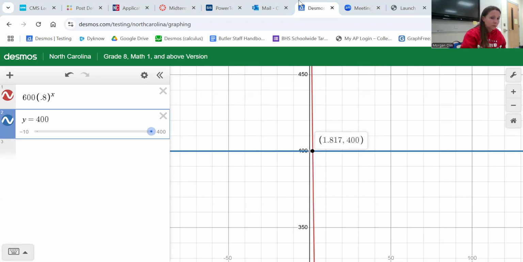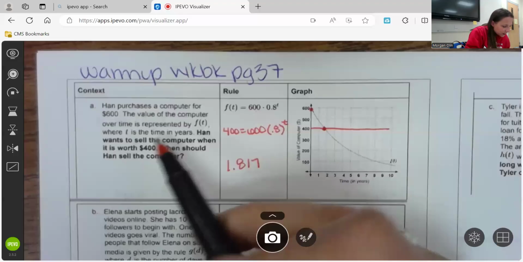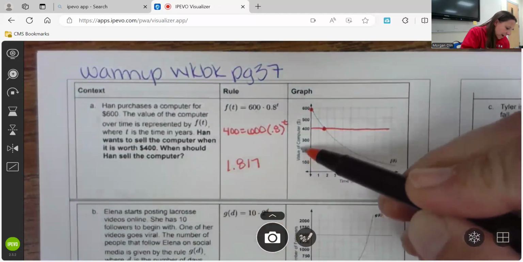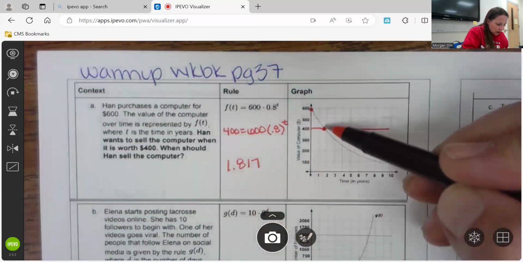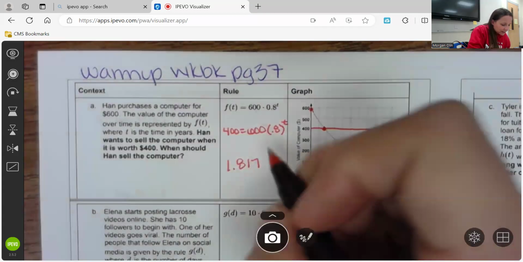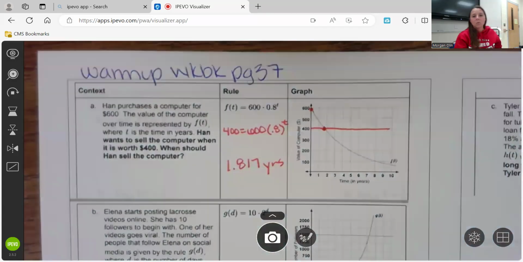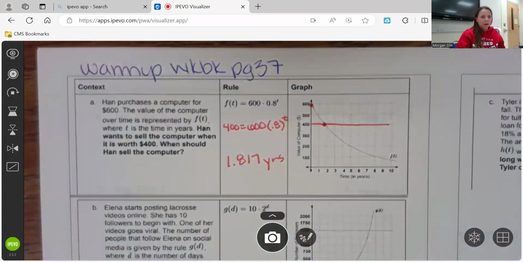When I'm doing this, if we look, this is the value of the computer, and this is time in years. So this is going to be at 1.817 years. All right, so let's do it again.